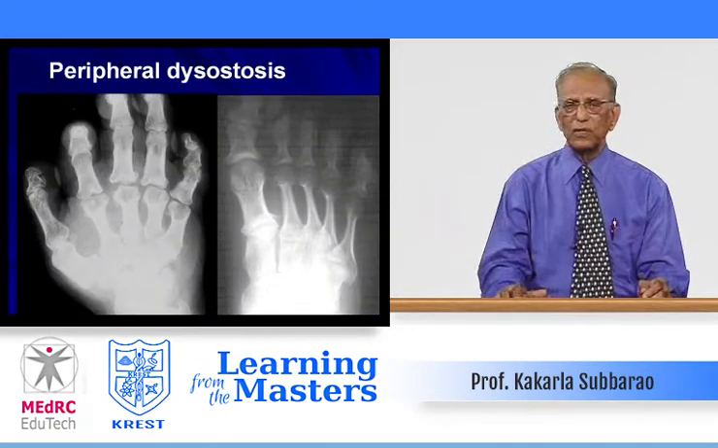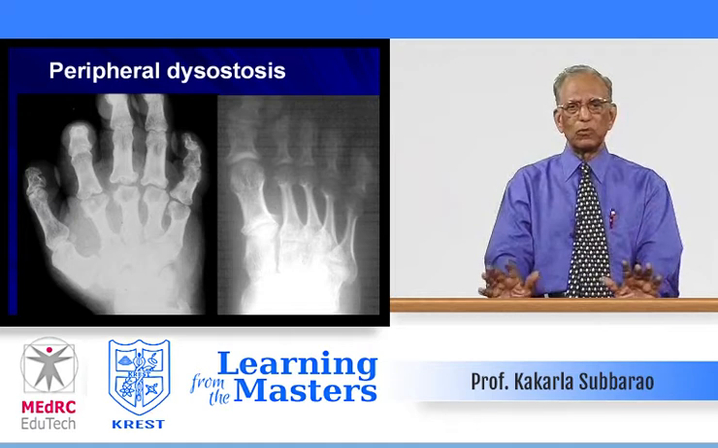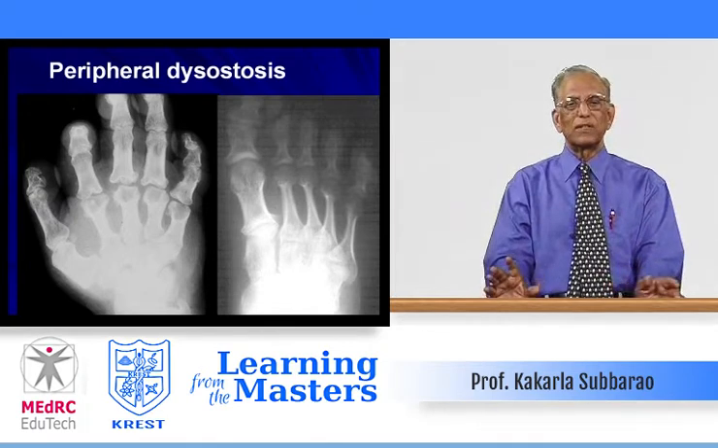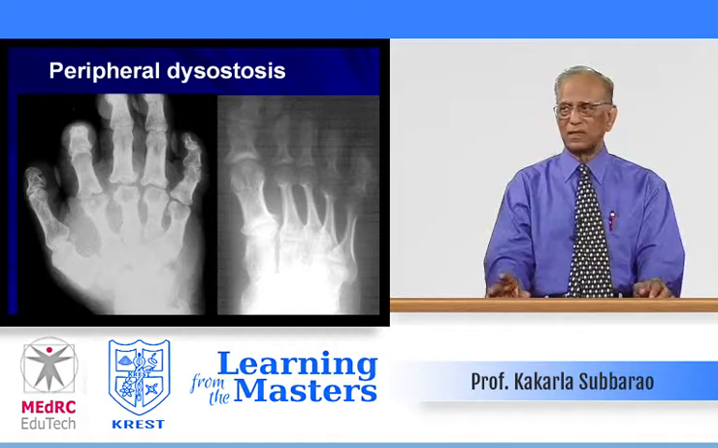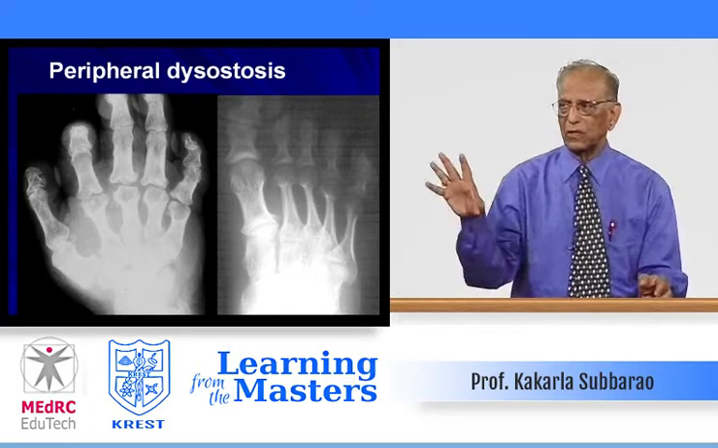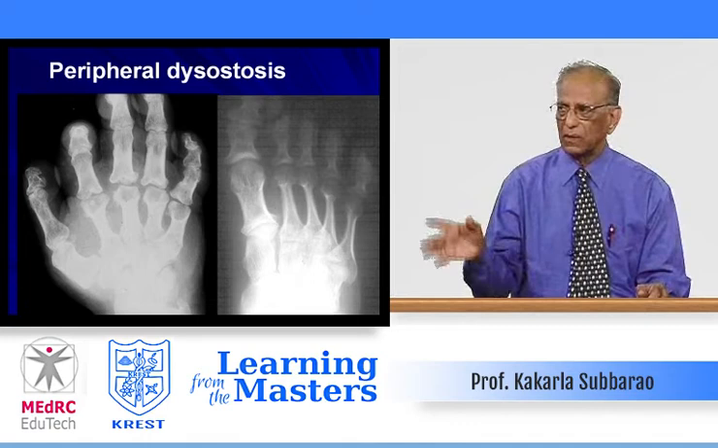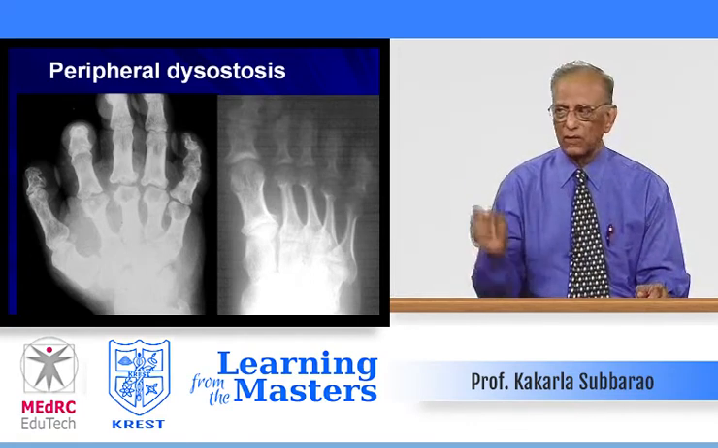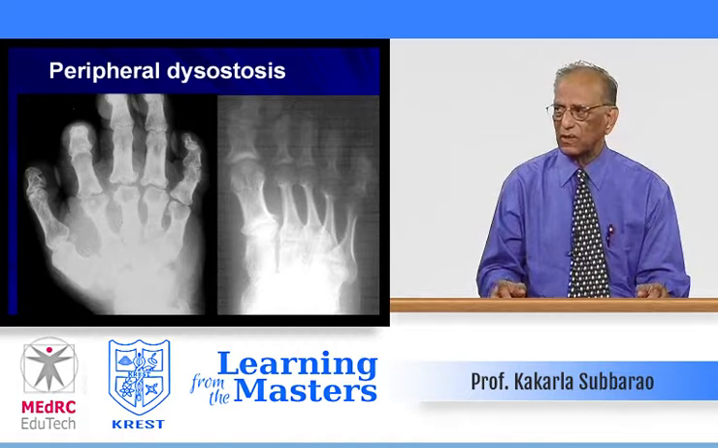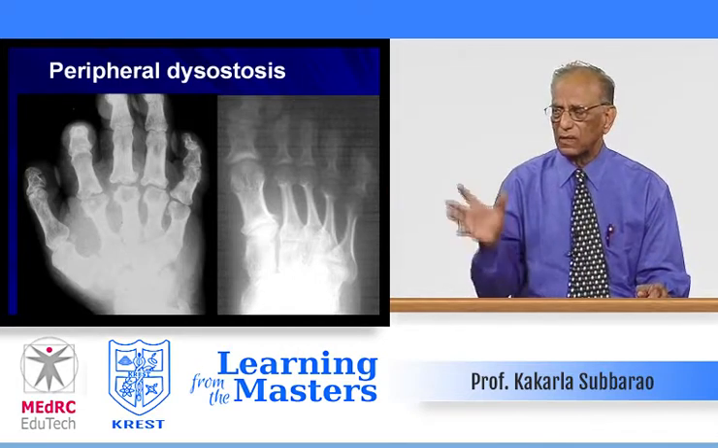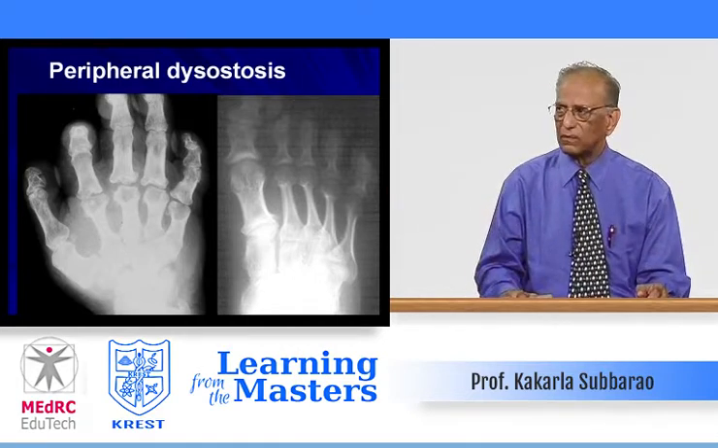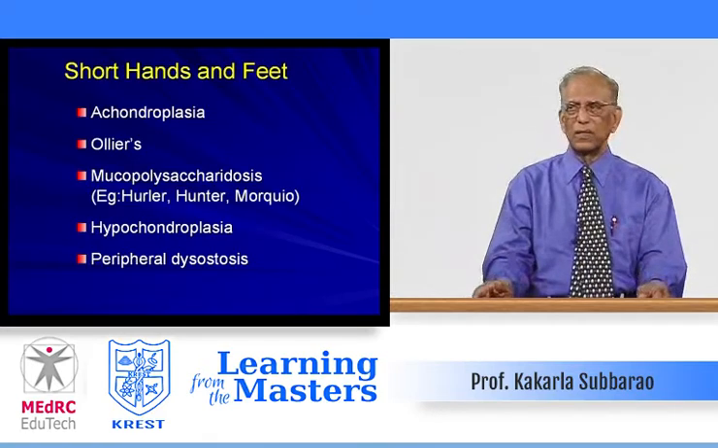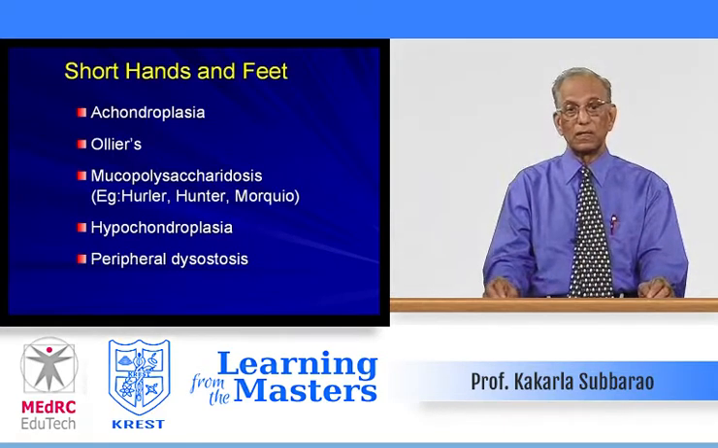Now we come to peripheral dysostosis. Only peripheral bones, only bones of hands and feet are involved, not the other skeleton, not axial skeleton or cranium. Short, stubby metacarpals and phalanges, look at the thumb, short distal phalanx also is involved. In the foot, dense, short hands and feet. What are the other entities?